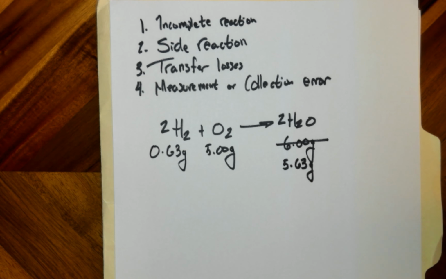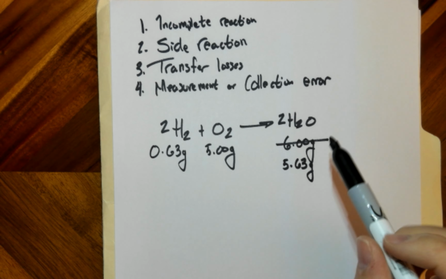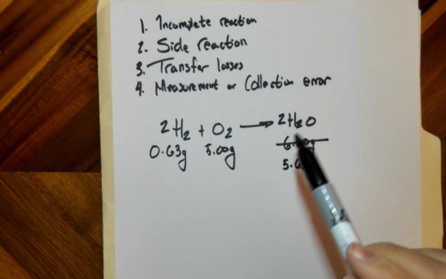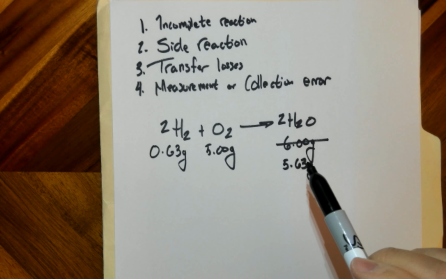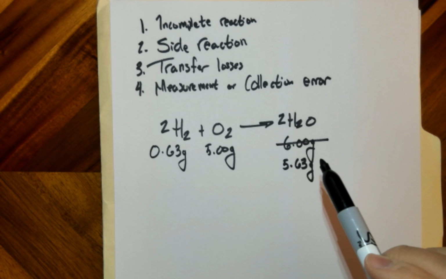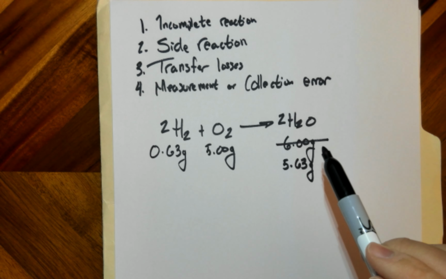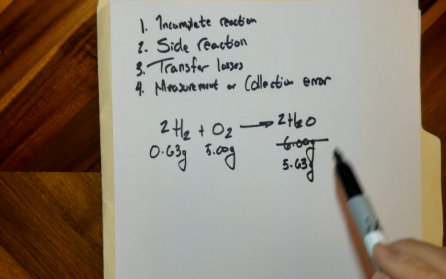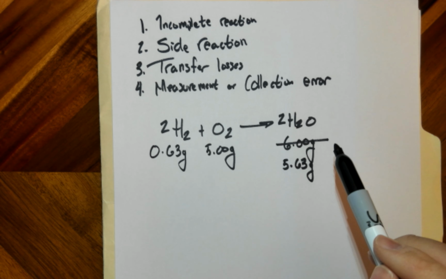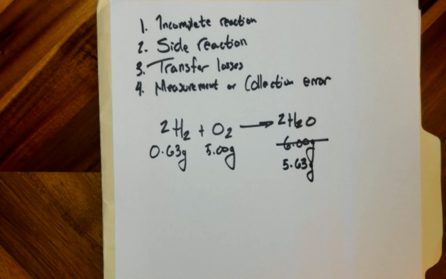But in some cases, we may get more than 100% in our reactions. And if that happens, that means that the sample is impure or perhaps it's wet, right? So we might get more than we were expecting, and that does happen sometimes.